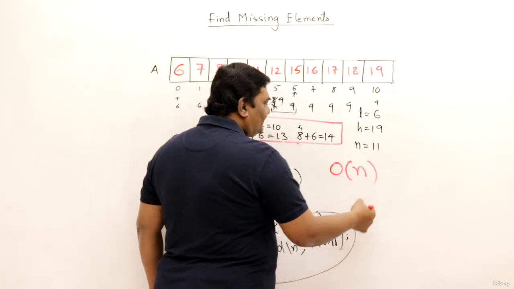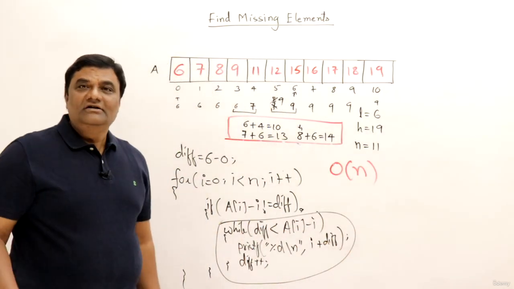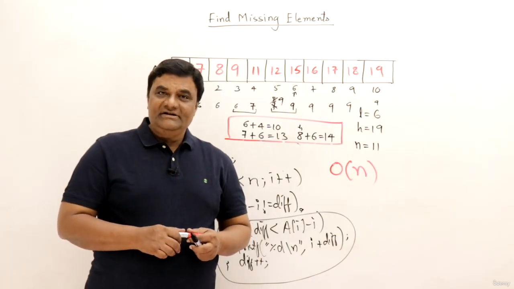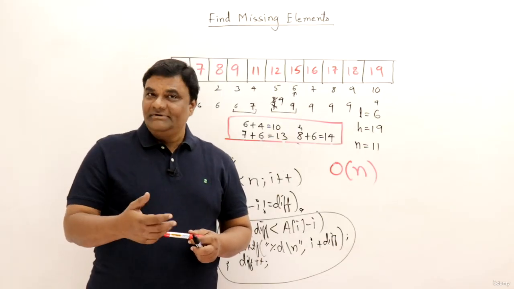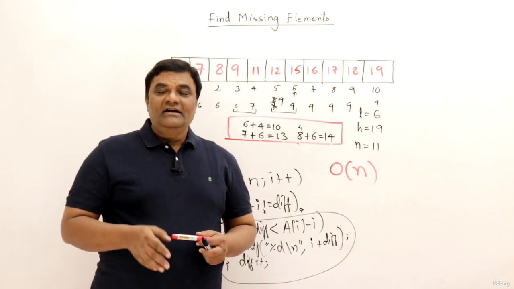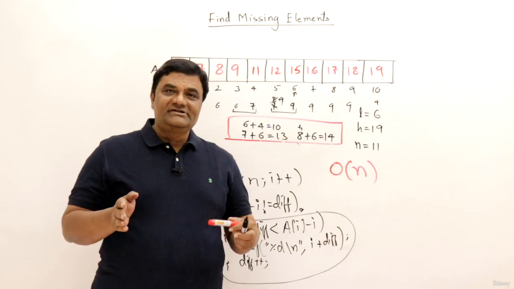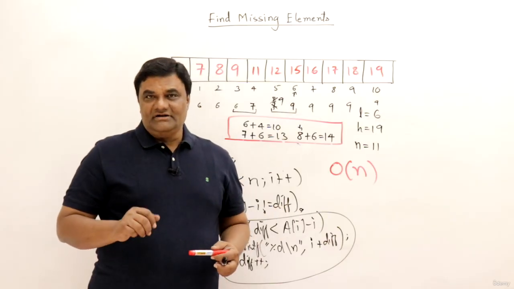The time taken by this algorithm is order of n. So that's all. This is the method how to find a missing element, one element or multiple elements in a sorted array, and the sequence of elements may be starting from 1 onwards, may be starting from any other number.